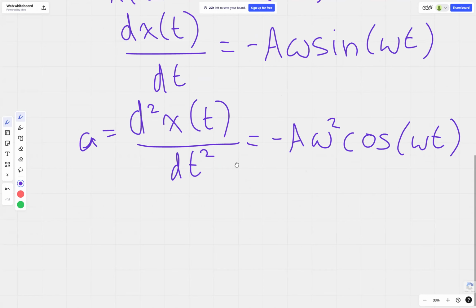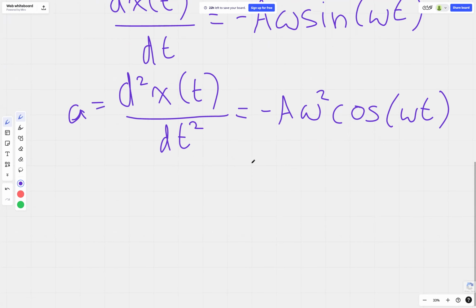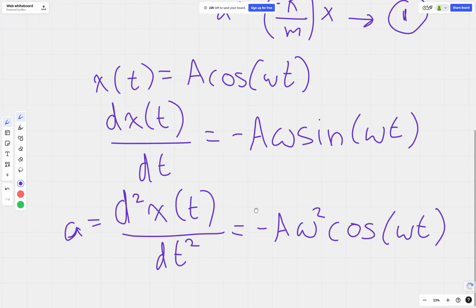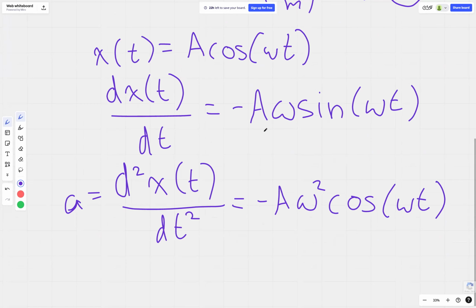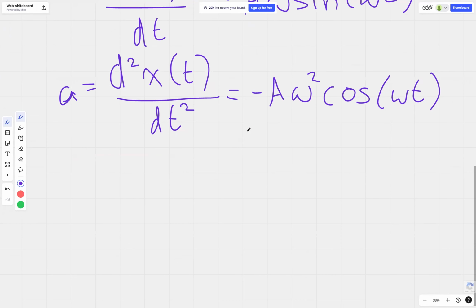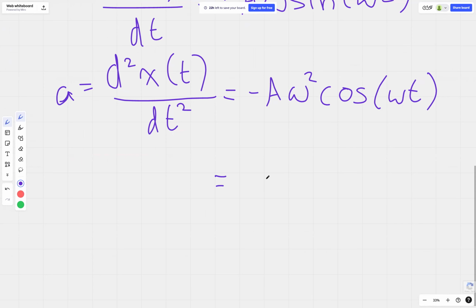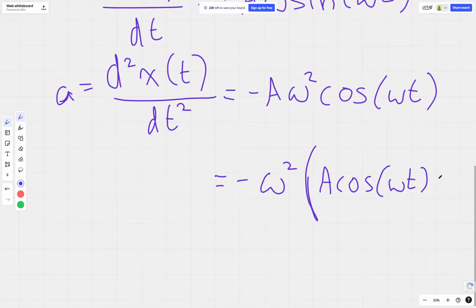But what I'm going to do now is simplify this a little further using our original equation for oscillations, which is x of t is equal to A cos omega t. So first thing I'm going to do is take out minus omega square. It's going to become clear why in a few seconds. And then I'm going to say A cos omega t right here.